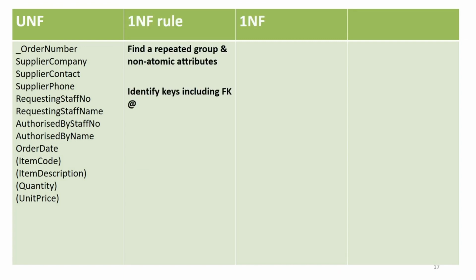So the next rule is to find a repeated group and non-atomic attributes, and identify keys, including foreign keys with @. How can we separate this one? Again, this part would be easier. You separate these brackets from the rest of them. At the same time, you need to identify a primary key for this part, as well as a foreign key to link to the previous group. What about any non-atomic attribute? What do you think?